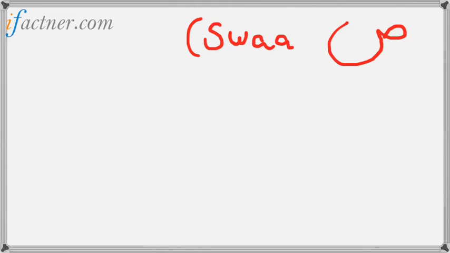The first character of the Urdu alphabet which we are going to discuss today is Swad. It is pronounced as Swad. And it's a connector just like Seen and Sheen. And let's see how we start our word with Swad.